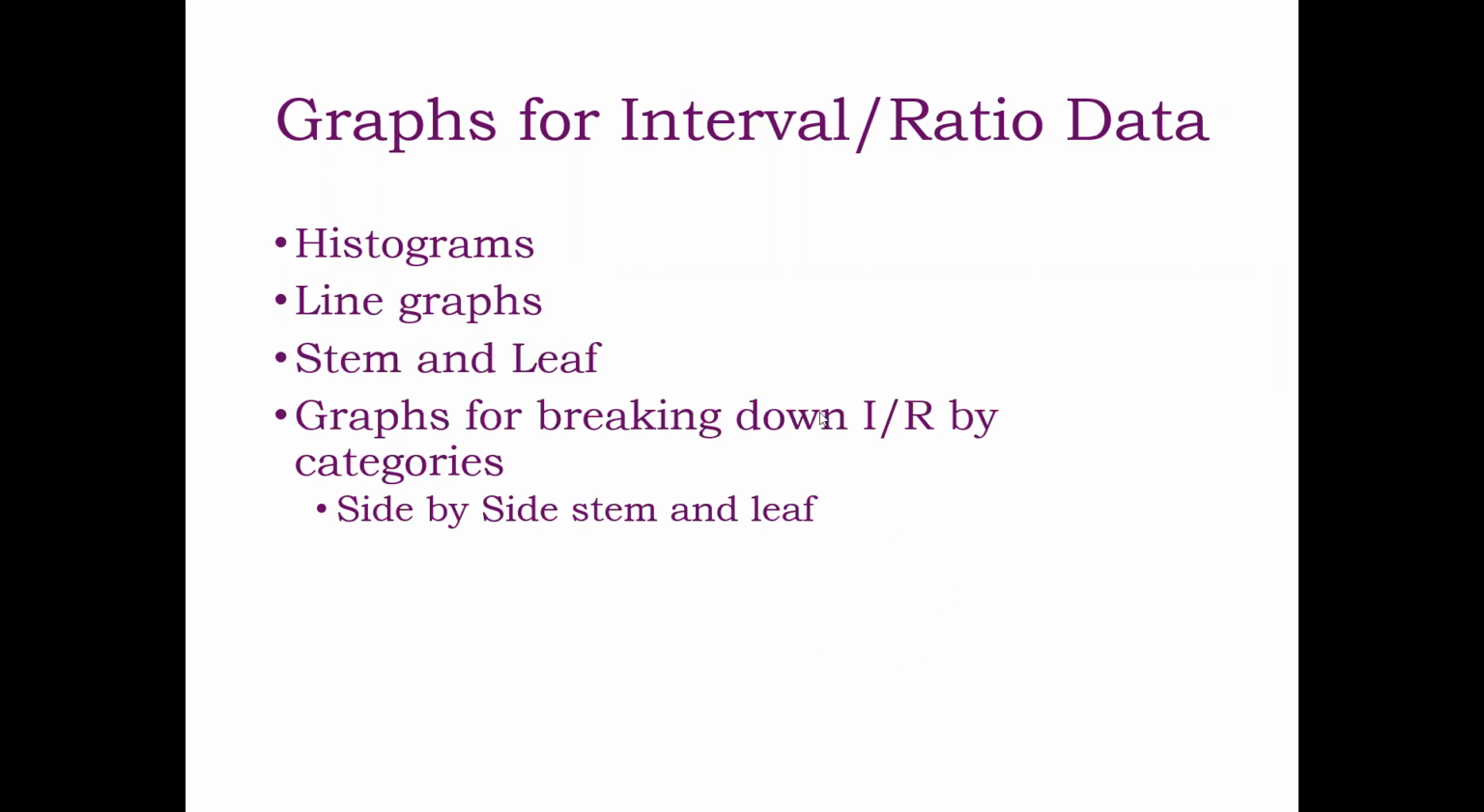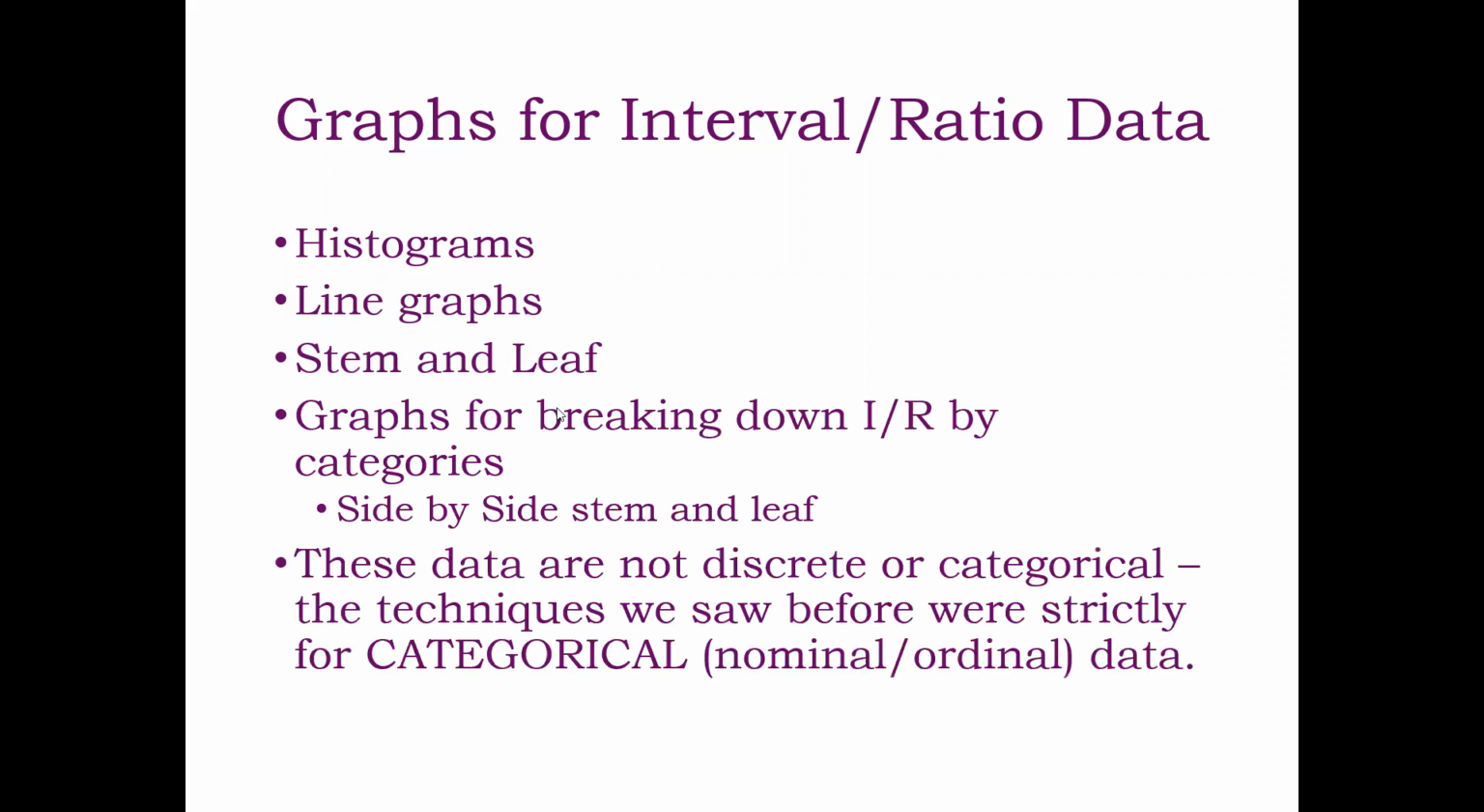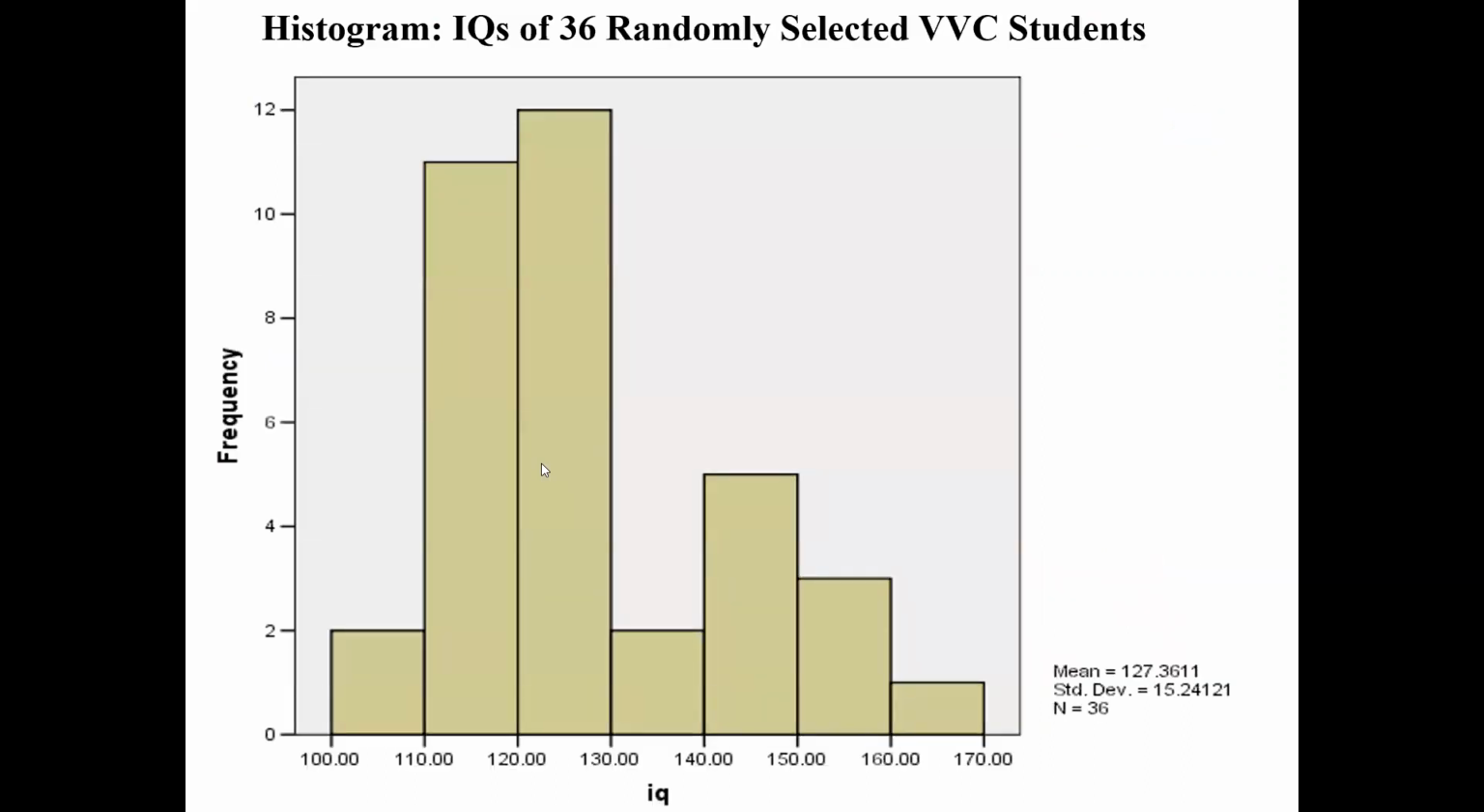So for example, maybe we're looking at grade point GPA, which is interval ratio data, and we want to look at it separately for men and women, right? Okay. Since these are not discrete or categorical, we cannot use bar or pie charts, and we'll see an example of why not in a minute, right? So here is a histogram, right? IQs of 36 randomly selected Victor Valley College students. This is from before, right?